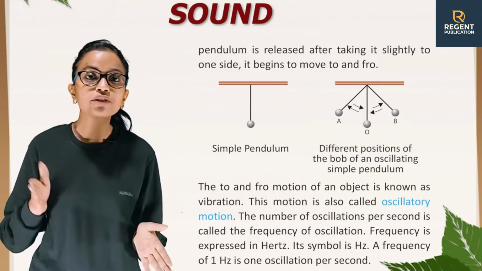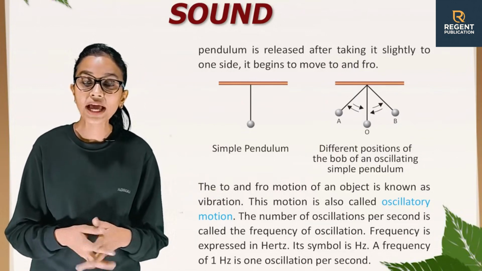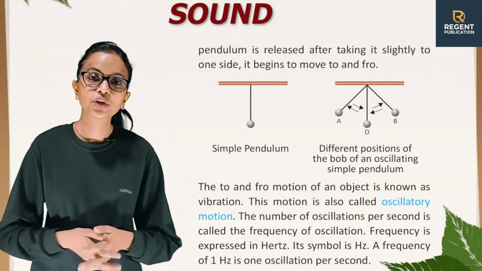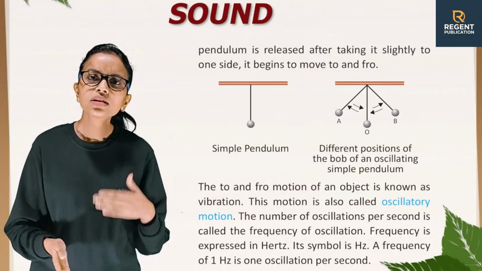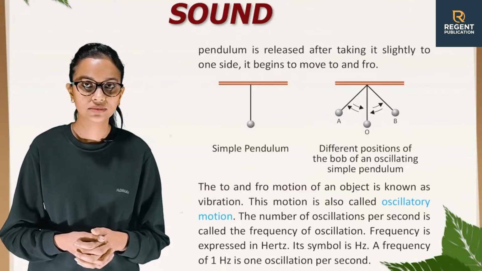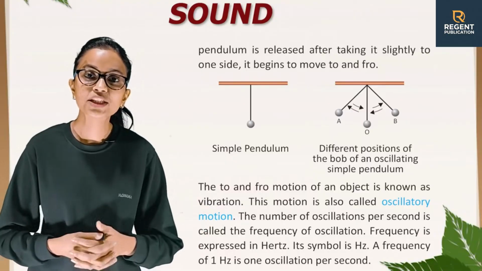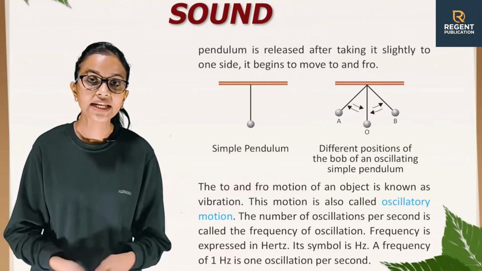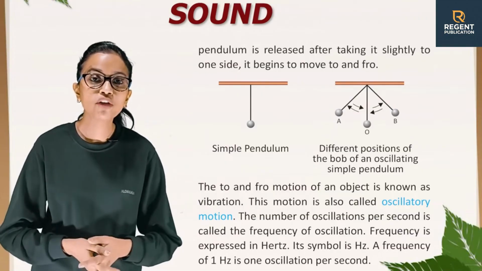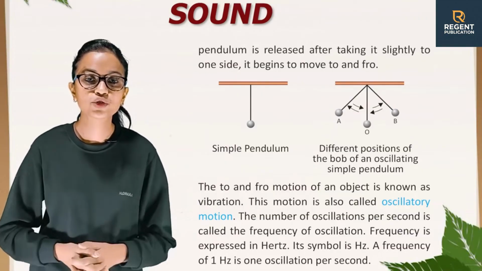The to and fro motion of an object is known as vibration. This motion is also called oscillatory motion. The number of oscillations per second is called the frequency of oscillation. Frequency is expressed in Hertz. Its symbol is Hz. A frequency of 1 Hertz is 1 oscillation per second.